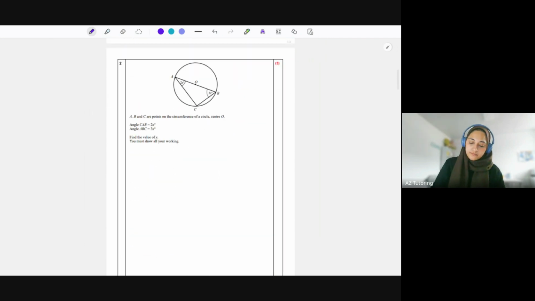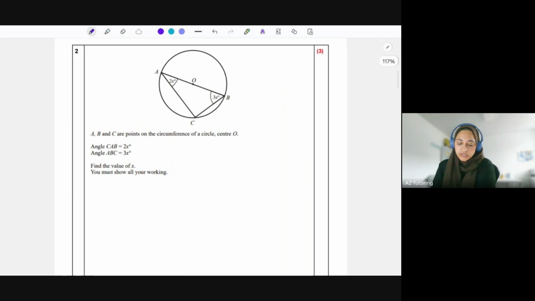So moving on. Question 2, we've got a circle theorems question here. Straight away I can see that's the diameter over here because it's passing through the center. ABC are points on the circumference of the circle, which I can see here. They're all on the circumference. Angle CAB is 2x, which is already on the diagram, and angle ABC is 3x, which I can see here. Find the value of x, and you must show your working.